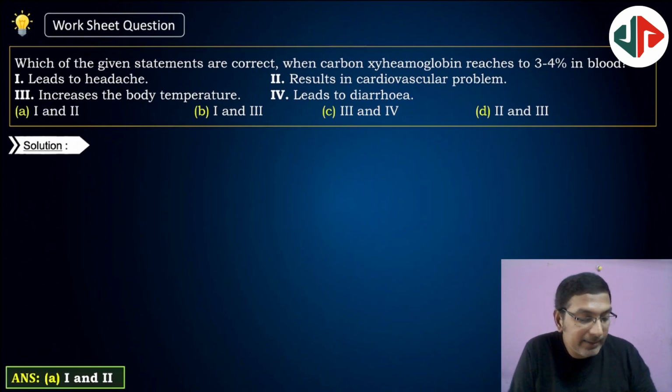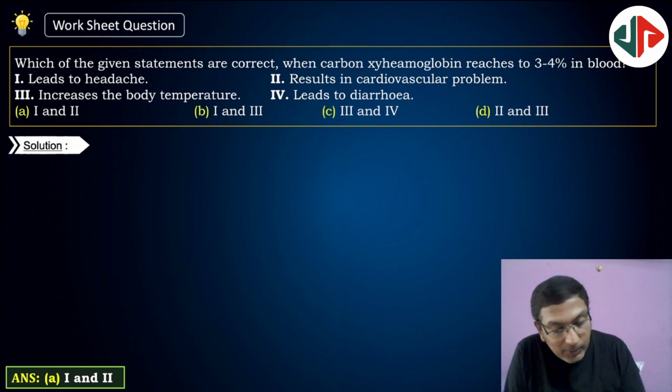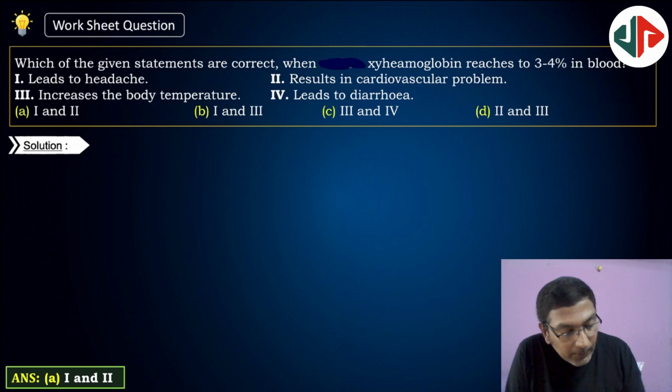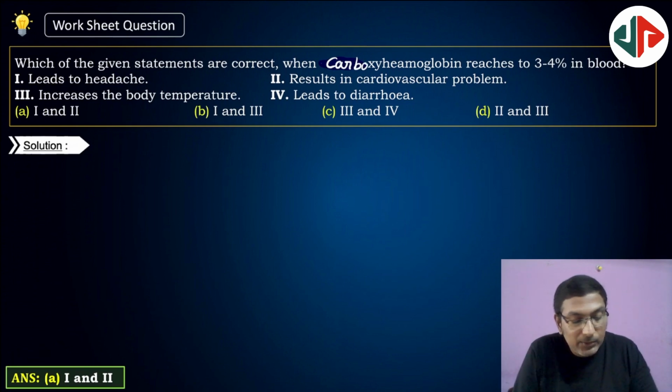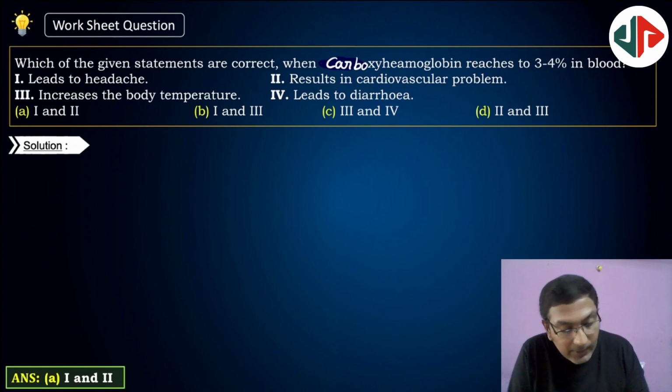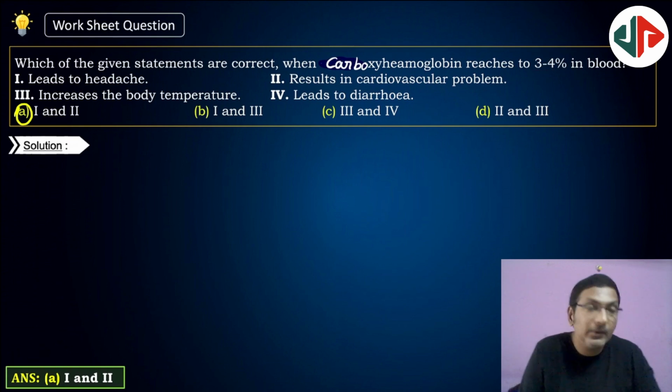So, which of the following statements are correct? So, carboxyhemoglobin must be there. Carboxyhemoglobin reaches 3 to 4% in blood. So what is the effect? It leads to headache and results in cardiovascular problems only. These two. That means option A clearly. Option A. Only headache and cardiovascular problems. Increase of carbon monoxide in blood up to 3 to 4%.